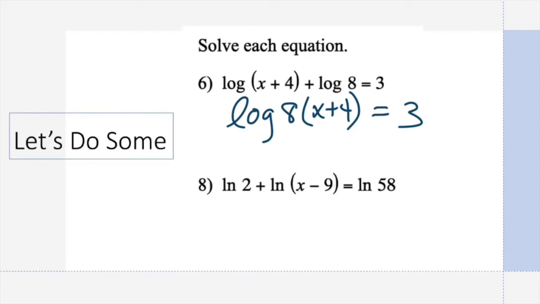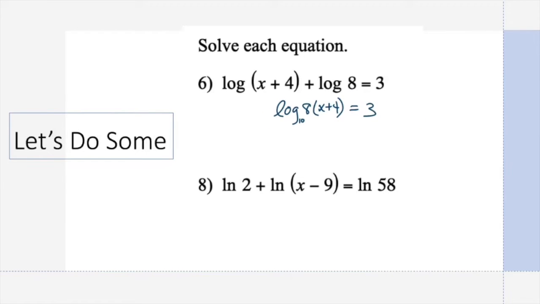All right. Now we're going to use that definition of a log. What base is down here if there's nothing? 10. It's a 10. And so what to the what equals what? Log base 10 cubed, yeah. 10 to the third equals 8 open parentheses x plus 4. Are you with me? Make sure you got that. We always do that: base to the outside equals the inside.